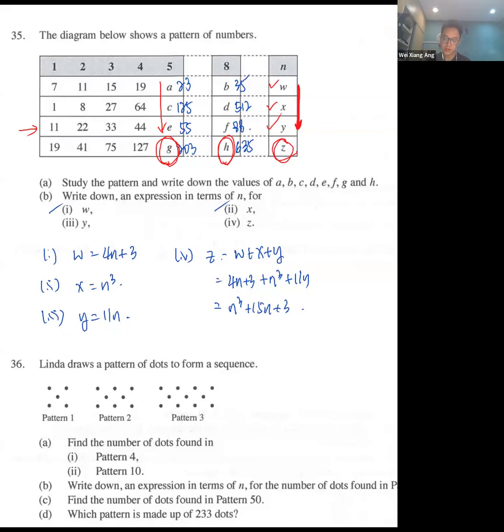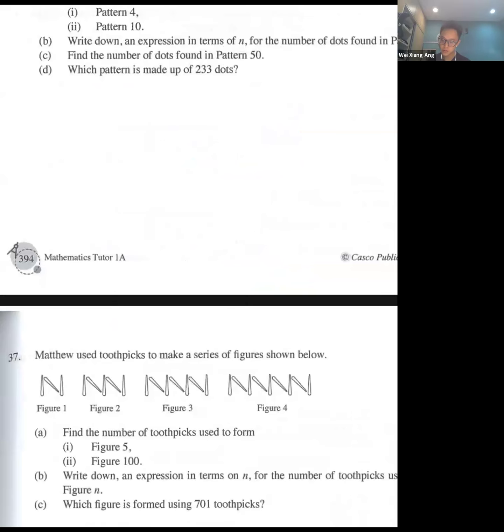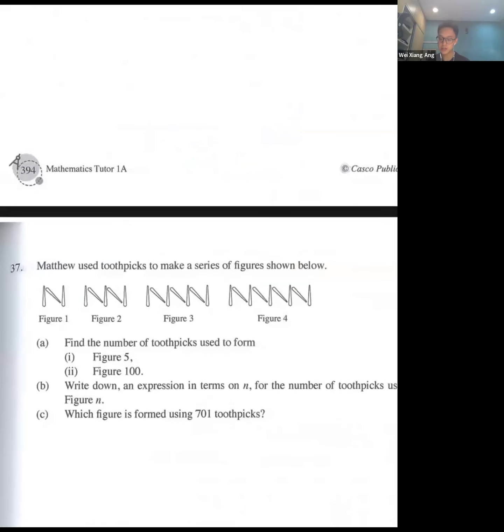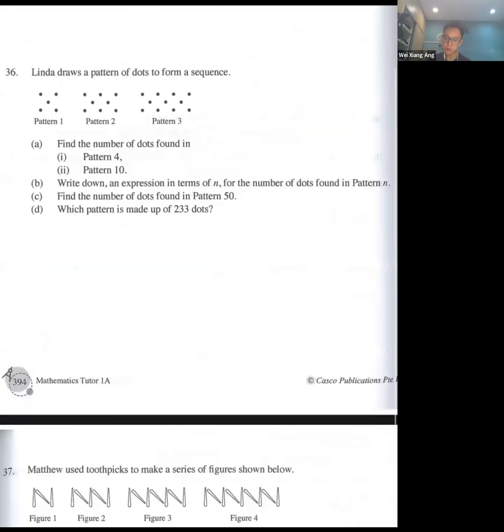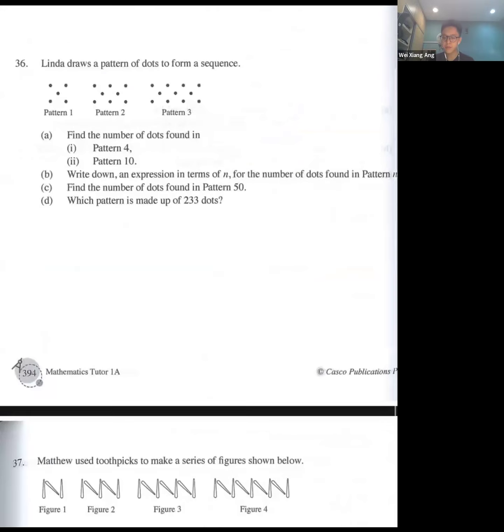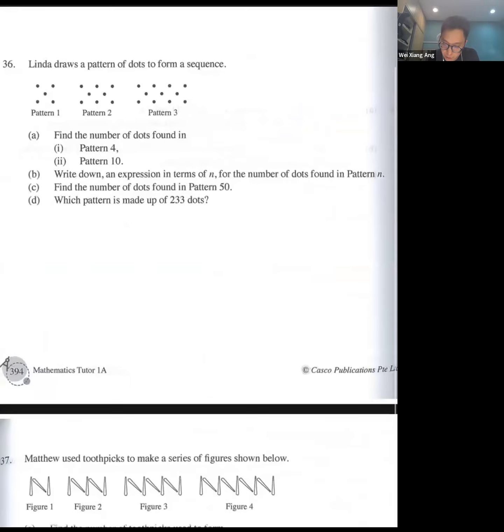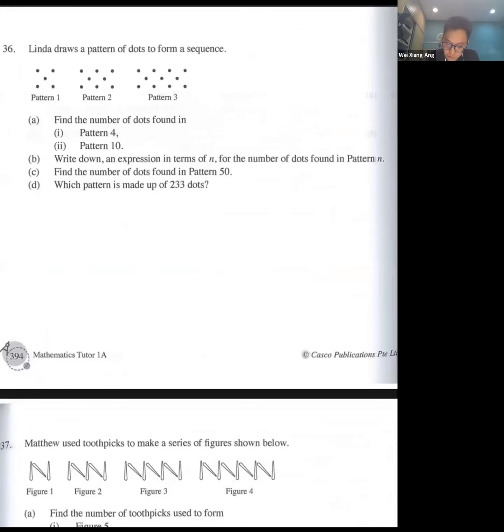Okay, let's move on to one last example. This kind also very popular in exam. I'll just pick one and go through because they're all the same kind of questions. Linda draws a pattern of dots to form a sequence. Don't rush into the question first. Go and study the pattern. Pattern 1 has 5 dots. Pattern 2 has 8 dots. Pattern 3 has 11 dots.